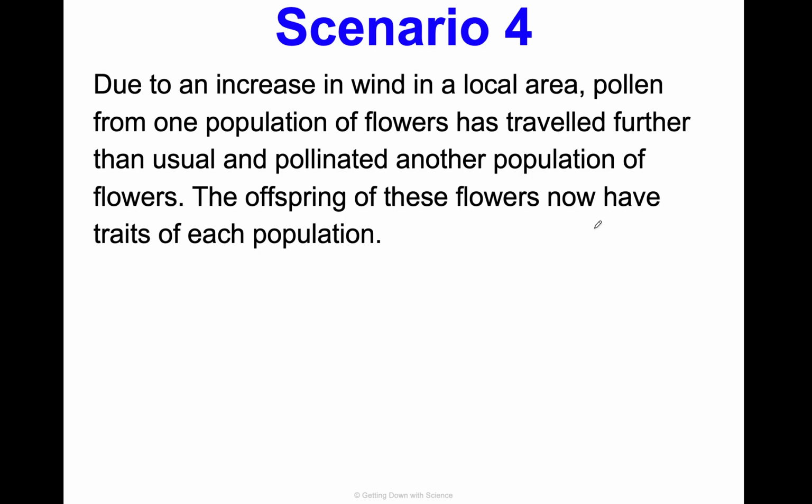Scenario 4. Due to an increase in wind in the local area, pollen from one population of flowers has traveled further than usual and pollinated another population of flowers. The offspring of these flowers now have traits of each population. Is that founder effect, bottleneck, or genetic drift? Gene flow, absolutely. Tell me why. Write it down.